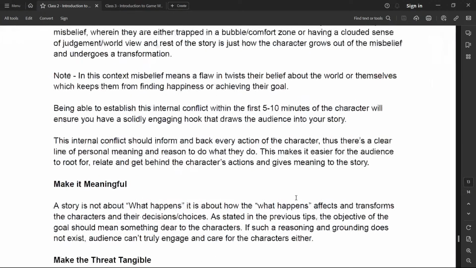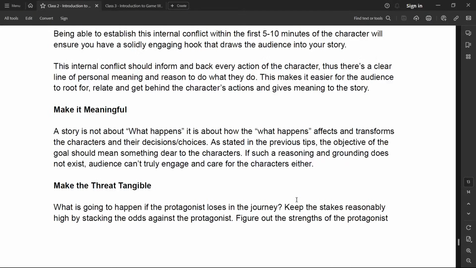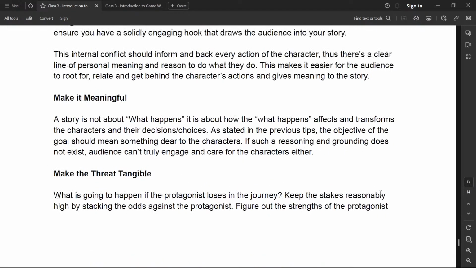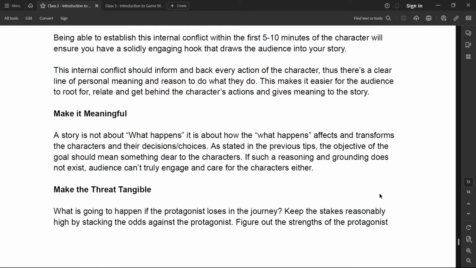And then the final one is to make sure that the story is not about what happens. It's about how what happens affects and transforms the character. So basically, your plot should always affect the characters, transform them, and influence their decisions and choices. The objective or goal should mean something very dear to the character. Because if such things don't exist, then probably the audience cannot engage and care for the characters either. That would make the story plot driven only, and make it entirely bland. So finding a balance between both is what's important in this.